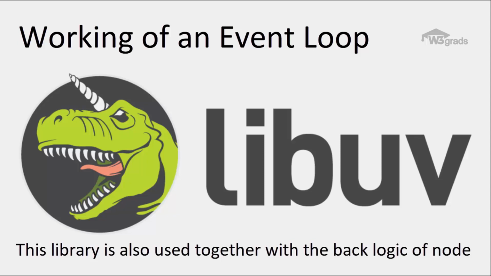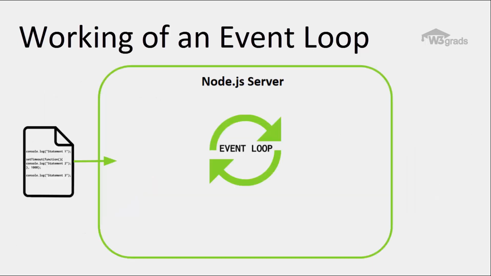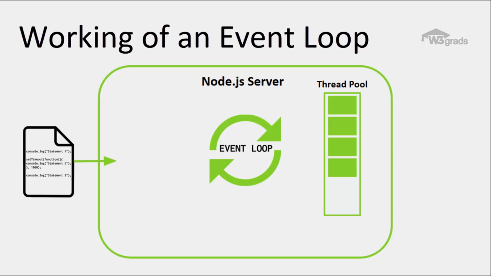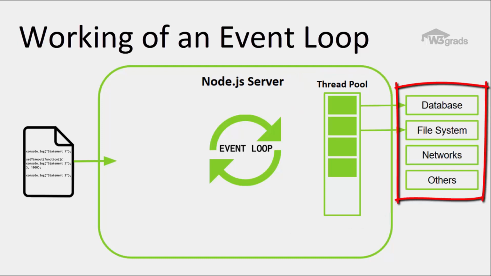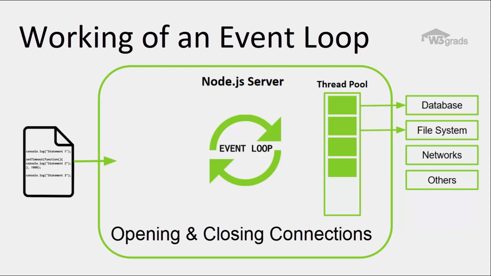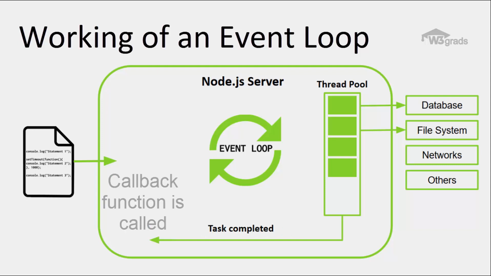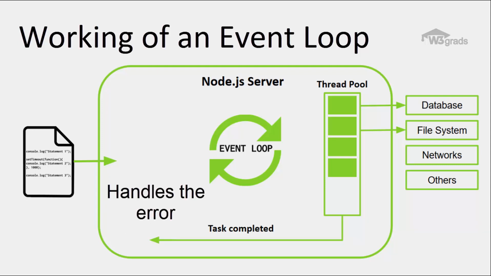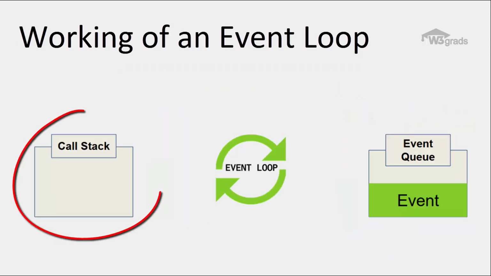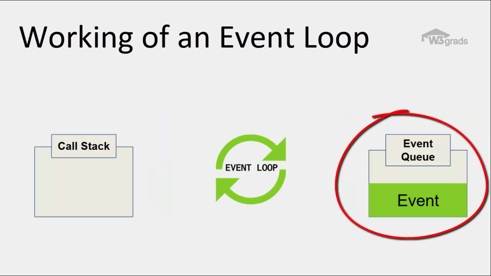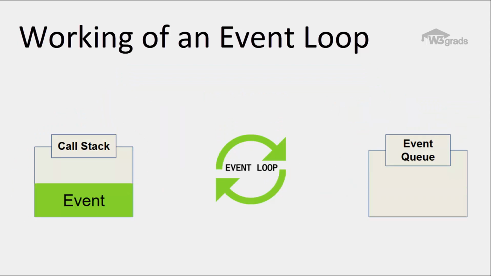This library is also used together with the back logic of Node, to manage a special thread pool called the libuv thread pool. This thread pool is composed of 4 threads, which are used to delegate operations, which are too heavy for the event loop. The examples of such operations are I/O operations, opening and closing connections, set timeouts. When the thread pool completes a task, a callback function is called, which handles the error, or does some other operation. This callback function is sent to the event queue. When the call stack is empty, the event loop goes through the event queue, and sends the callback to the call stack. So, this is how event loop in Node.js works.